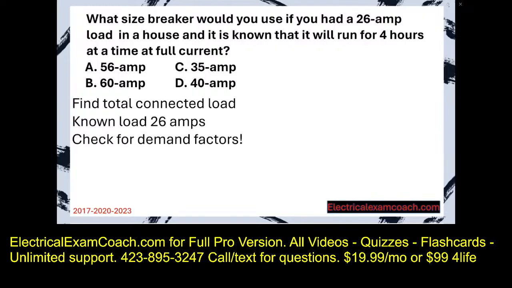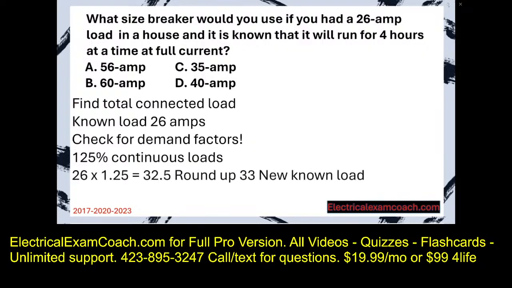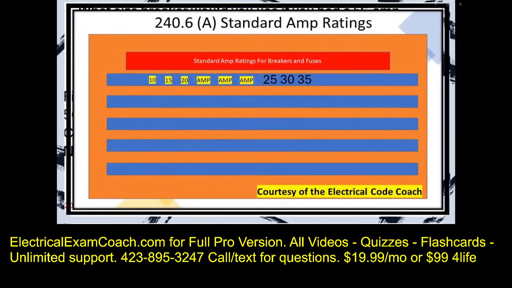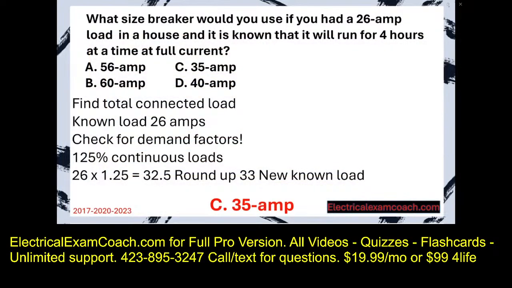In this case, it's going to qualify as a continuous load. Any load that's expected to run for 3 or more hours at its full current must have that 125% continuous load multiplier. So we take our known load multiplied by 1.25. That gives us a new known load of 32.5. In that case, we would round up to 33, and that's our new known load. Then we head to table 240.6(A), and we choose the next size up. And in this case, it's going to be a 35 amp breaker. Great job.